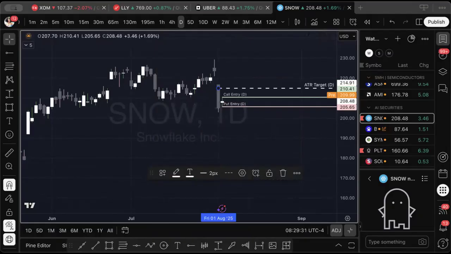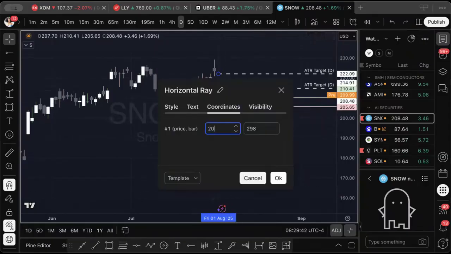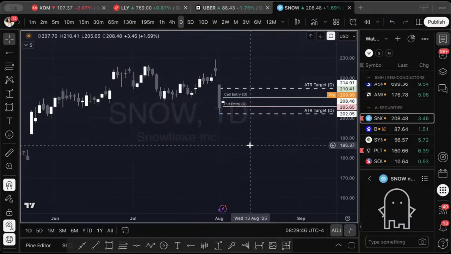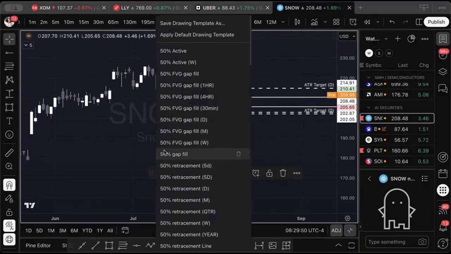And then to the downside, let's figure out that magnitude. We're looking at 202.05. All right, great. So it looks as if we do have one price target to the downside.